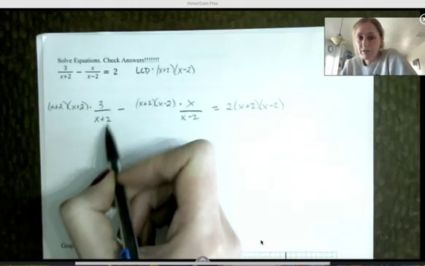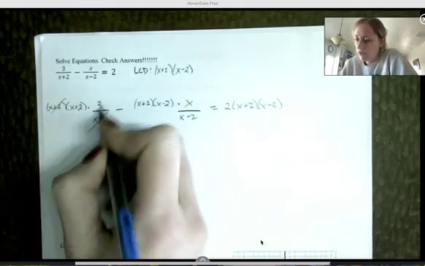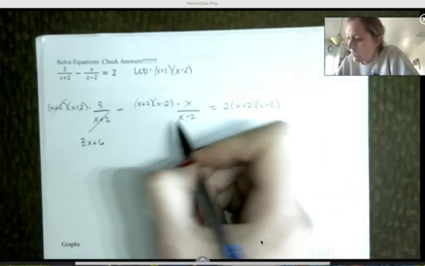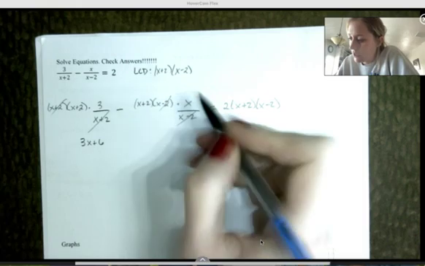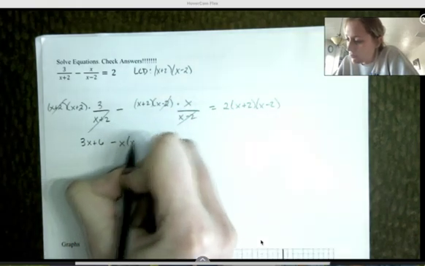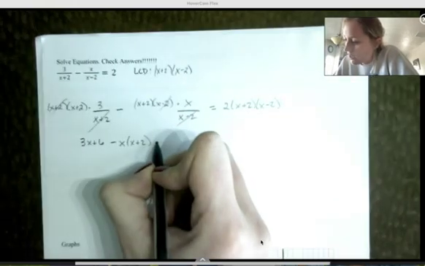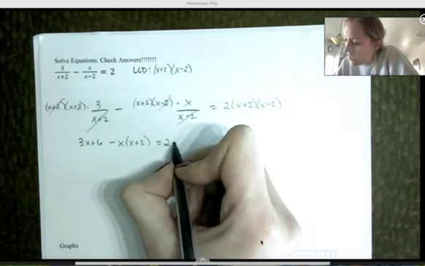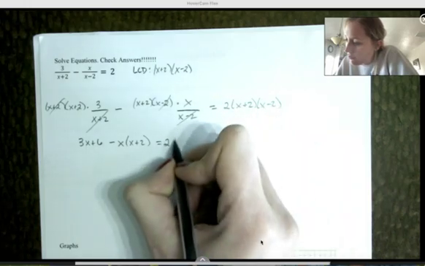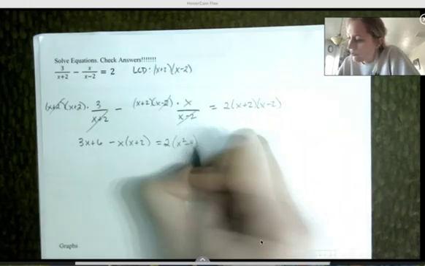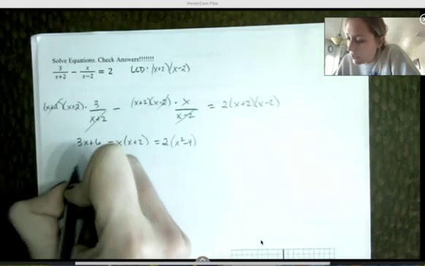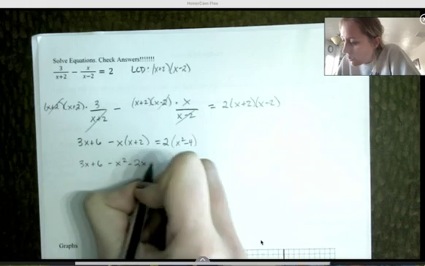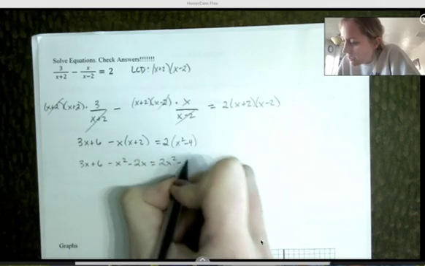So this is that clearing fractions process. Cancel, so I have 3 times x plus 2, which is 3x plus 6. Here I'm going to get my minus 2's to cancel, so I have minus x times x plus 2. And then over here equals 2 times, I'm going to do a little distributing. Let's see, I'm going to get x squared minus 4 over there. Difference of squares. Okay, a little more distributing. Equals 2x squared minus 8.